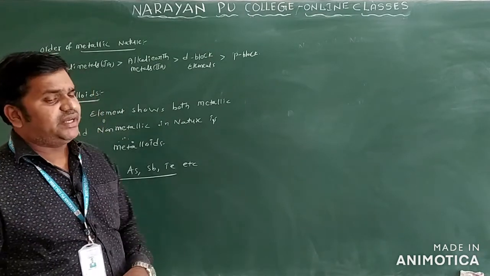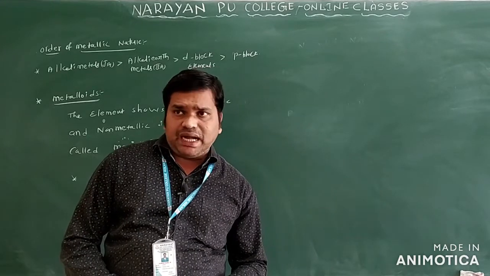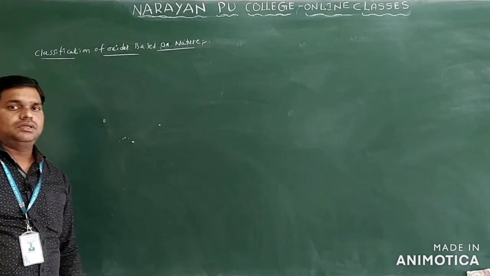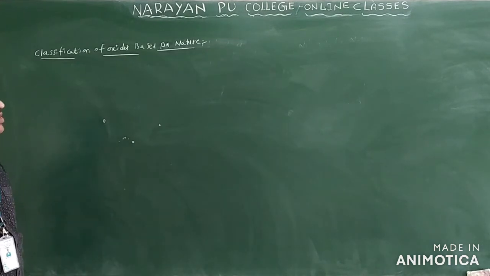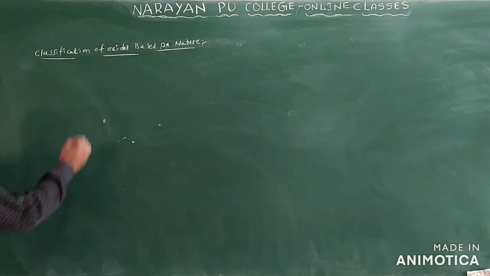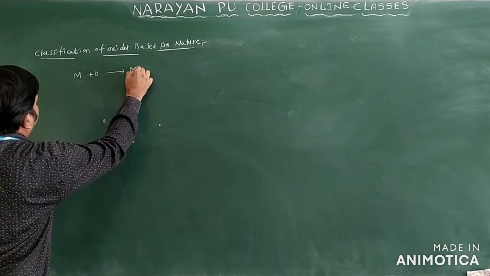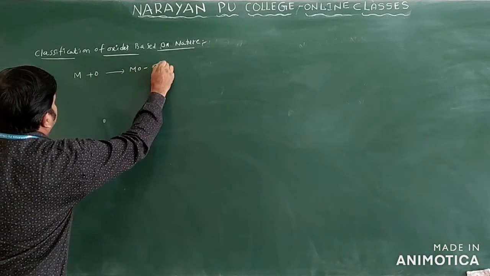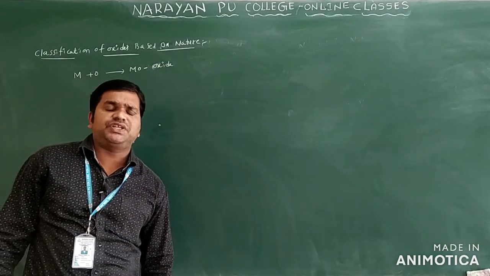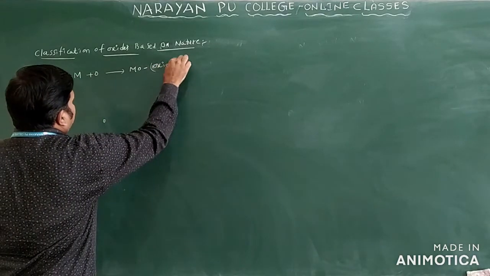Okay, the next concept we can discuss is acidic, basic, neutral and amphoteric oxides. Based on their nature, oxides can be classified into 4 different types. What is an oxide? Suppose M is a metal. When M combines with oxygen, it forms MO. This is called an oxide.